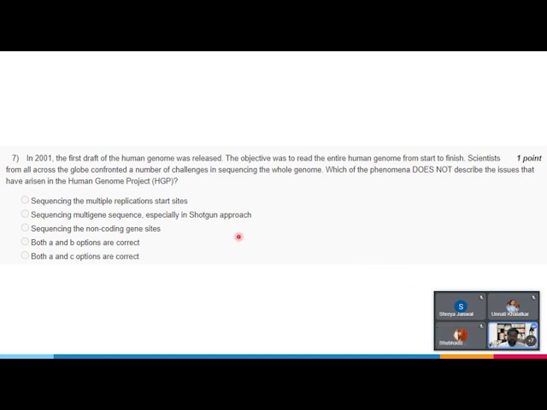So Shubhada says it is option D, which is both option A and B are correct. Anyone else wants to try and answer this? So which of this is not a problem that has arisen from the Human Genome Project?